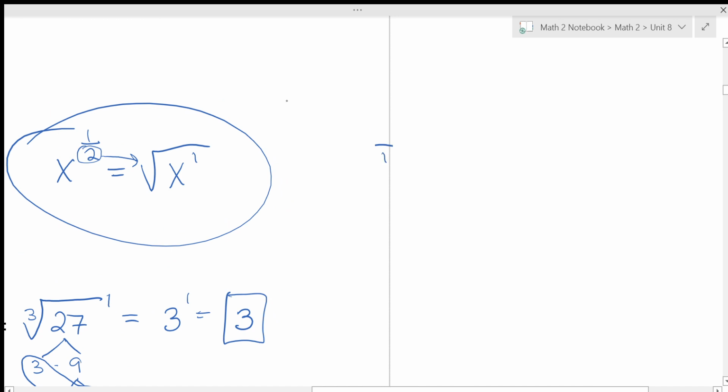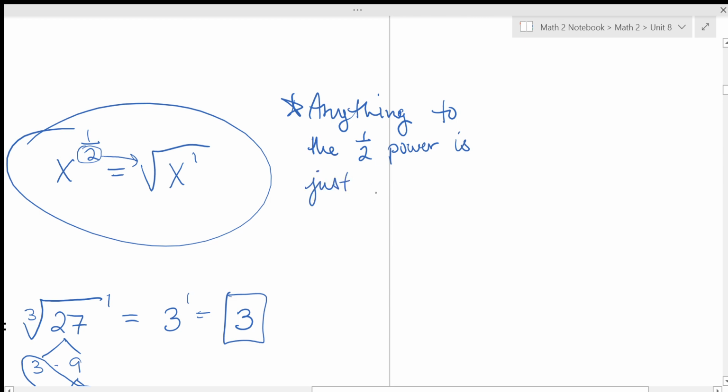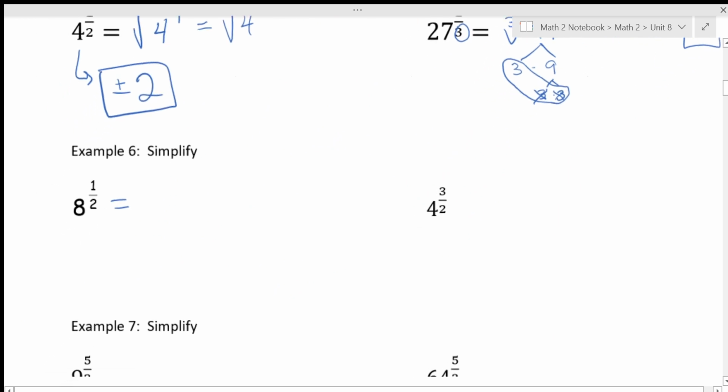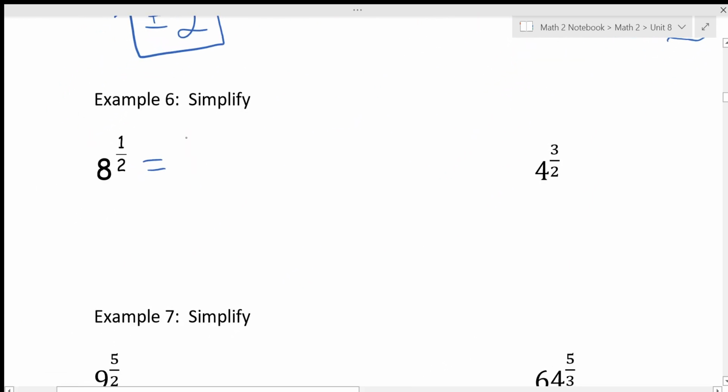Anything to the 1/2 power is just finding the square root. So down here, we're going to look for the square root of 8. And that is the square root of 8 to the first power, but we know that's just going to be the square root of 8.